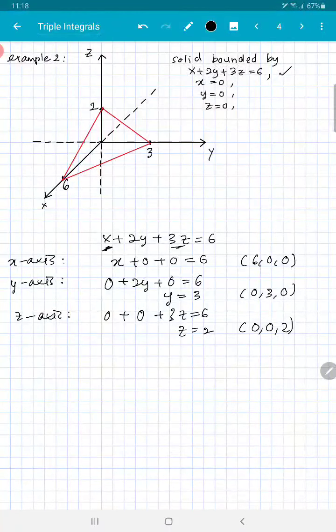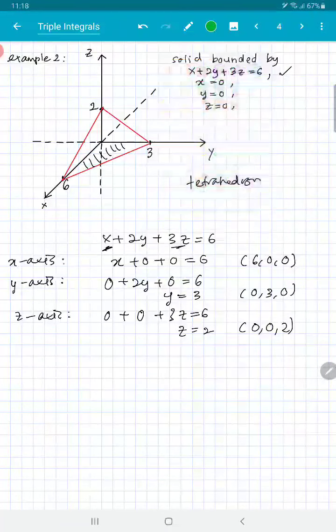This solid is called a tetrahedron because it has four sides. Here's 1, 2, 3. The z equals 0, and then we have y equals 0, which is this, and we have x equals 0, which is this side. And then of course the slanting bit is represented by this equation. I'm going to erase those so that it won't be that messy.